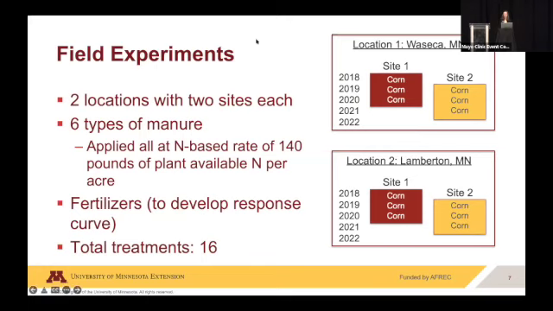We had two sites, Waseca, Minnesota at the Southern Research and Outreach Center, and Lamberton, Minnesota, which is the Southwestern Research and Outreach Center. And we had two sites at each location. So we started one in 2018 where we applied 6 different types of manure and a couple different fertilizer rates. And then we also started a second site in 2019. The idea was that if we applied manure in different years, hopefully we would get different weather conditions.